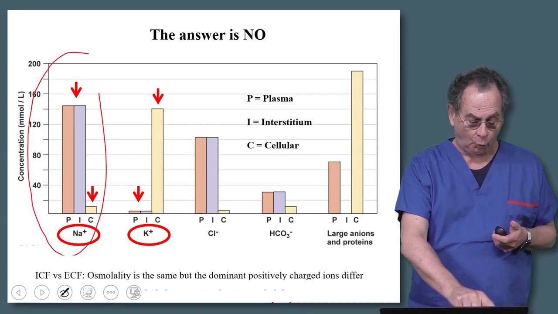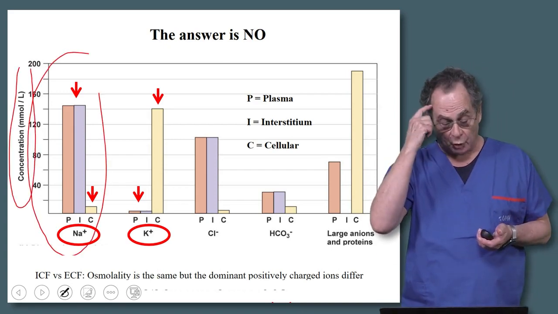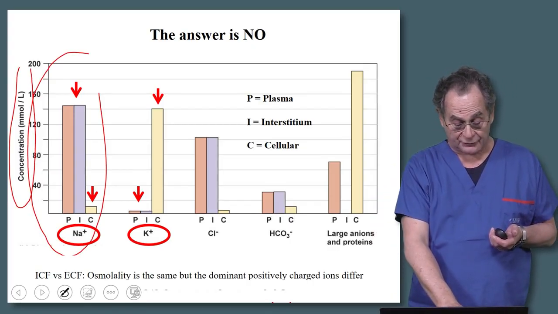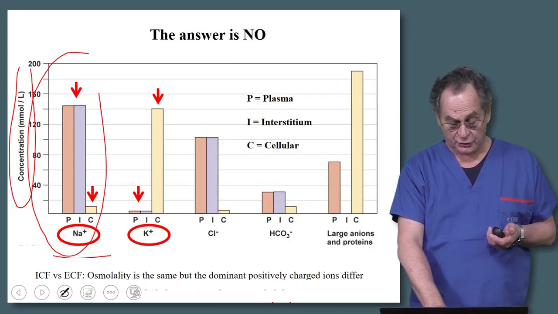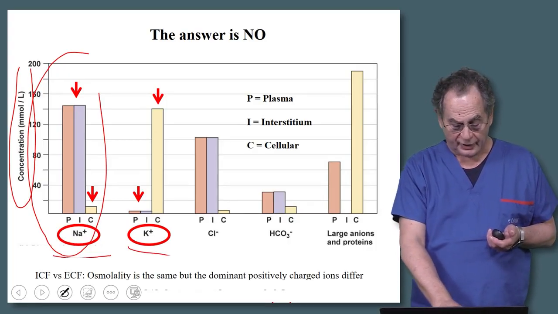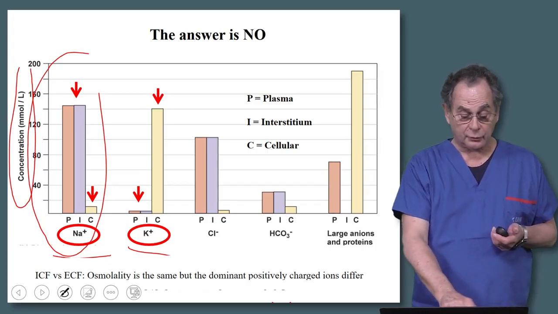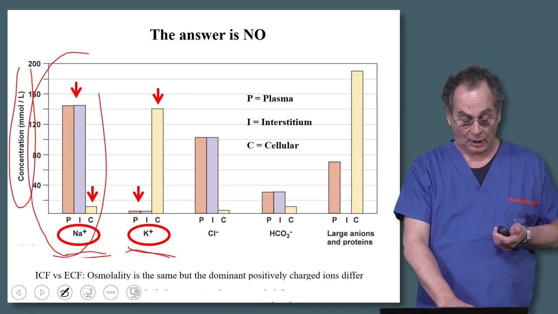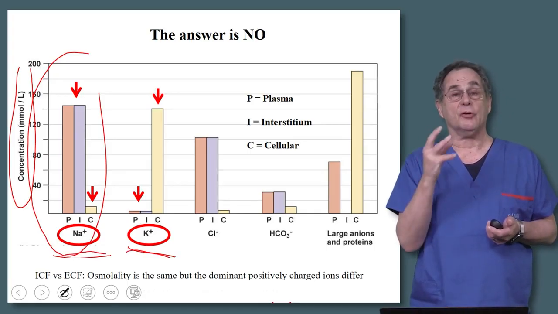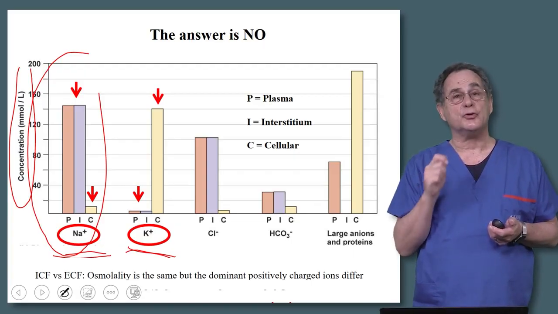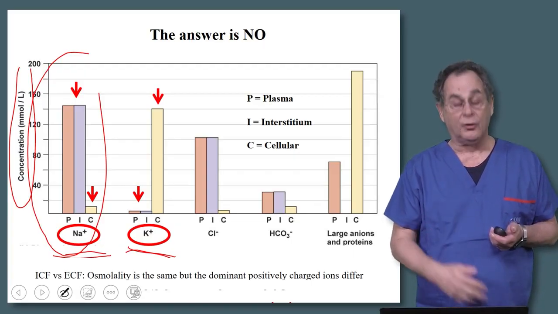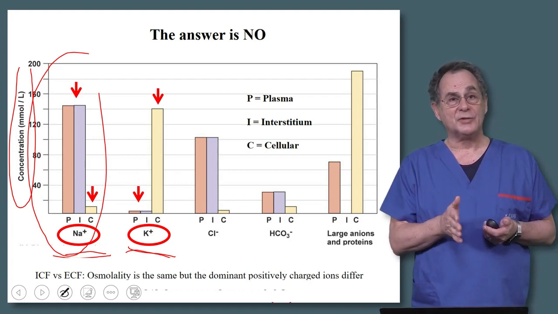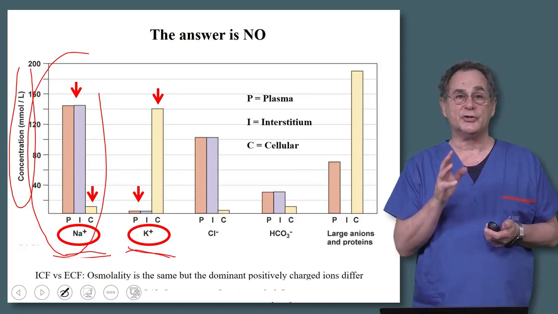Let's look here. On the y-axis is the concentration in millimoles per liter. And on the x-axis, there are several bar graphs. The first shows sodium, the second shows potassium, and we'll focus on these to begin with. There are 3 bars over sodium and 3 bars over potassium. The first is the plasma or the intravascular volume. The second is the interstitial space or interstitial volume. And the third is the cellular or intracellular volume. So plasma volume, interstitial volume, cellular volume.